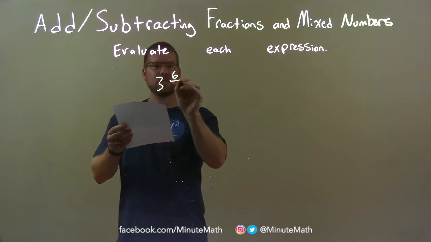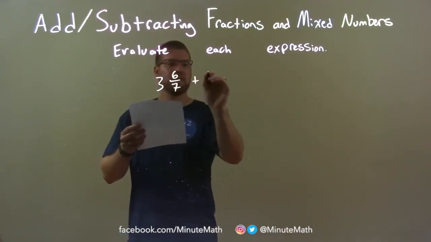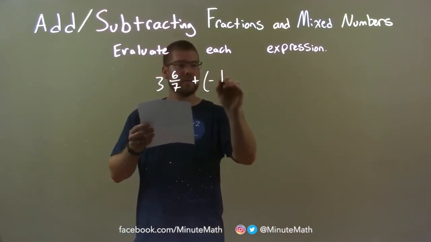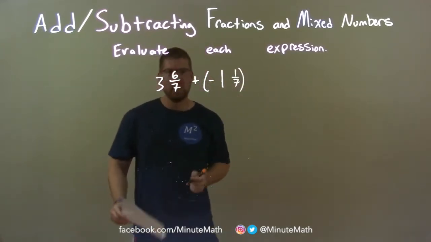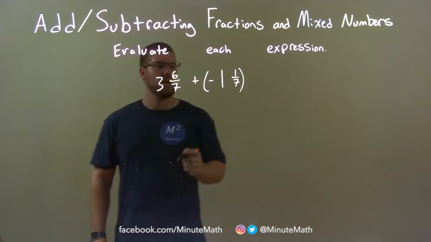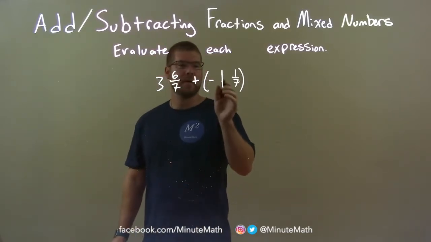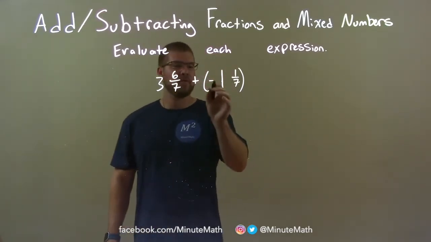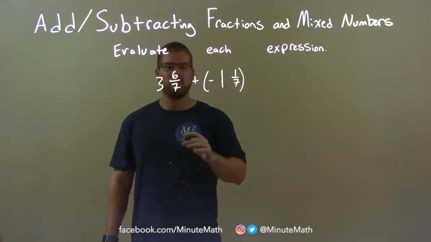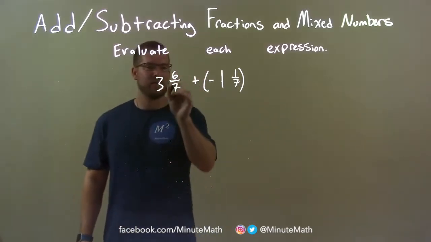3 and 6/7 plus a negative 1 and 1/7. What we can do here is combine the whole number parts and the fraction parts. Now, when we do that, we make sure this negative gets distributed also to the fraction. So sometimes I like to write it like this.